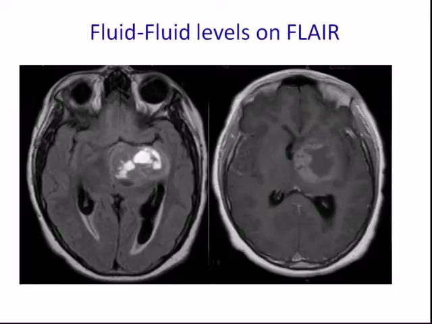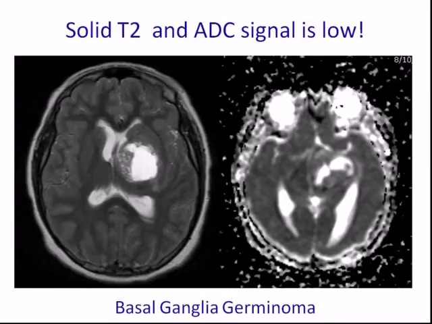And you can actually see the fluid levels on FLAIR, and this actually turned out to be a basal ganglia germinoma. They're rare; it's not a typical location, but when you see it, it's actually fairly diagnostic. And on the diffusion imaging, you will see that there's restricted diffusion in the areas that are solid. It's hard to do spectroscopy because you just don't have a lot of tissue to go after.